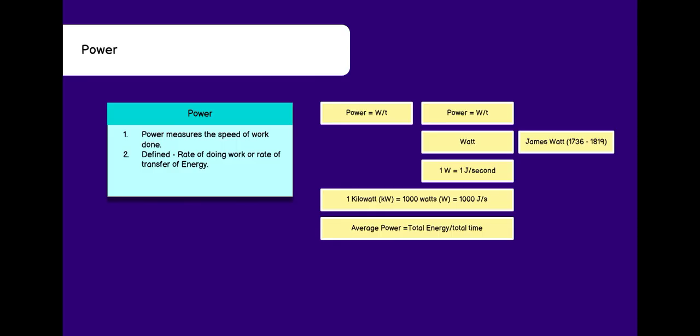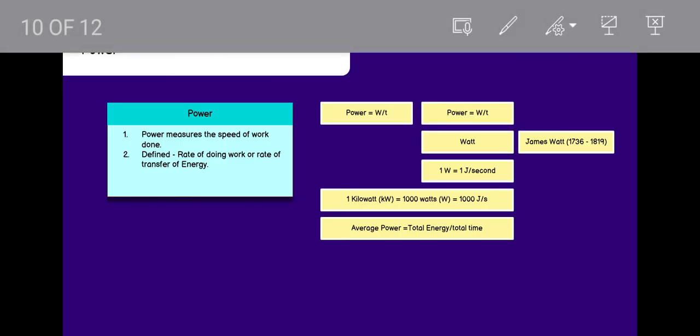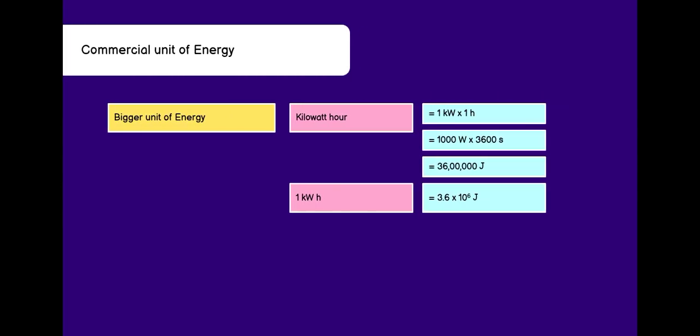And how to calculate average power? We can calculate it by total energy upon total time. Commercial unit of energy. So we cannot take bigger units of energy in the form of watts. So therefore we have kilowatt hour. Right? We cannot take the amount of power of seconds in every time. There are numerous buildings, numerous houses in this world. So we cannot measure second to second. Therefore we have kilowatt hour.